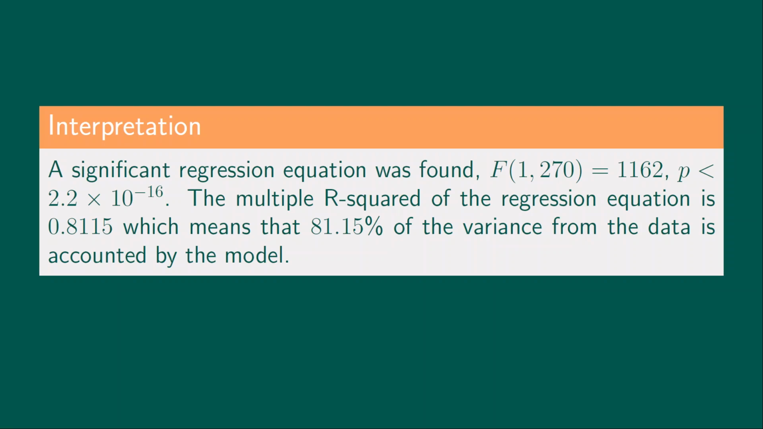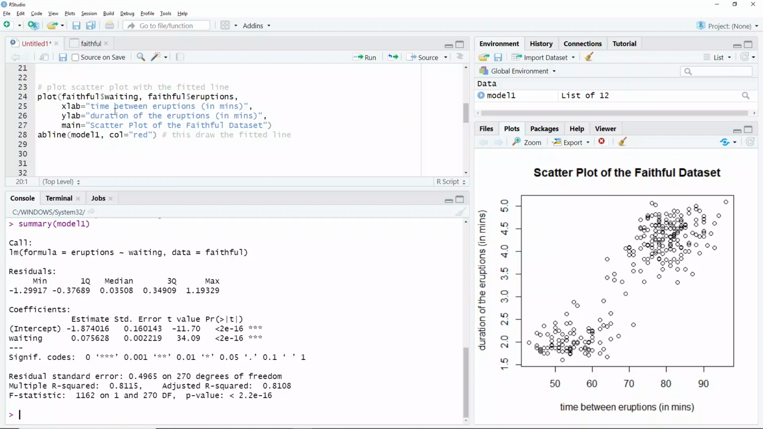A significant regression equation was found. F-statistic on 1 and 270 degrees of freedom, which is equal to 1162, with an associated p-value of less than 2.2 times 10 to the negative 16th power. The multiple r-squared of the regression equation is 0.8115, which means that 81.15% of the variance from the data is accounted for by the model. To view the fitted linear model, we type the following codes.